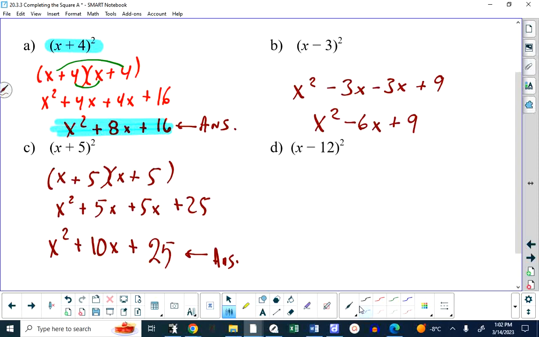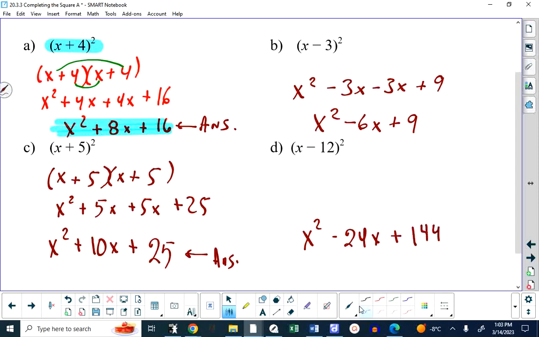Capiche? If you need to write out x minus 12 times x minus 12, do it. If you need to then write x squared minus 12x minus 12x plus 144, that's fine. I'm going to say that this is x squared, not 14, minus 24x plus 144.